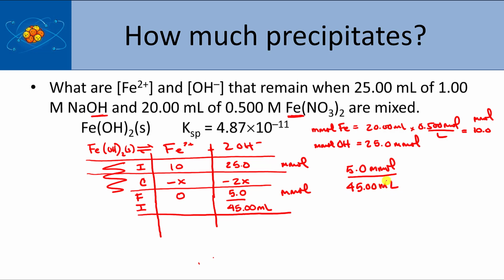If you take 5.0 millimoles over 45 milliliters, the millimoles and milliliters cancel, and you get 1 over 9, or 0.111 repeating, in molarity units. That's actually what you need to do your calculation. Or you could leave it as 5 over 45. But since this one's at 0, when I do my change, I have to go the other way because I set it up so there was none of one of the ions. So now this will be X, and those will be plus 2X.